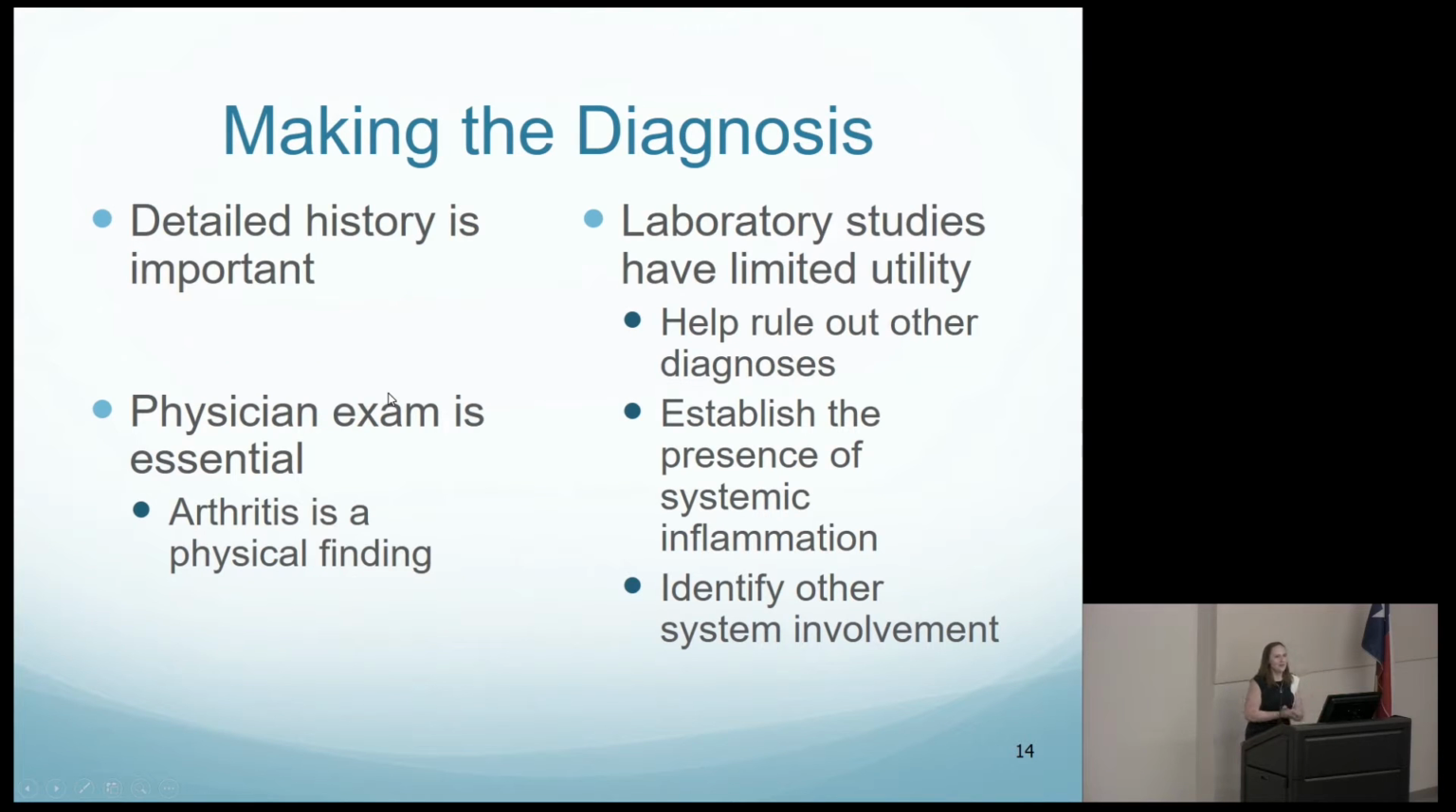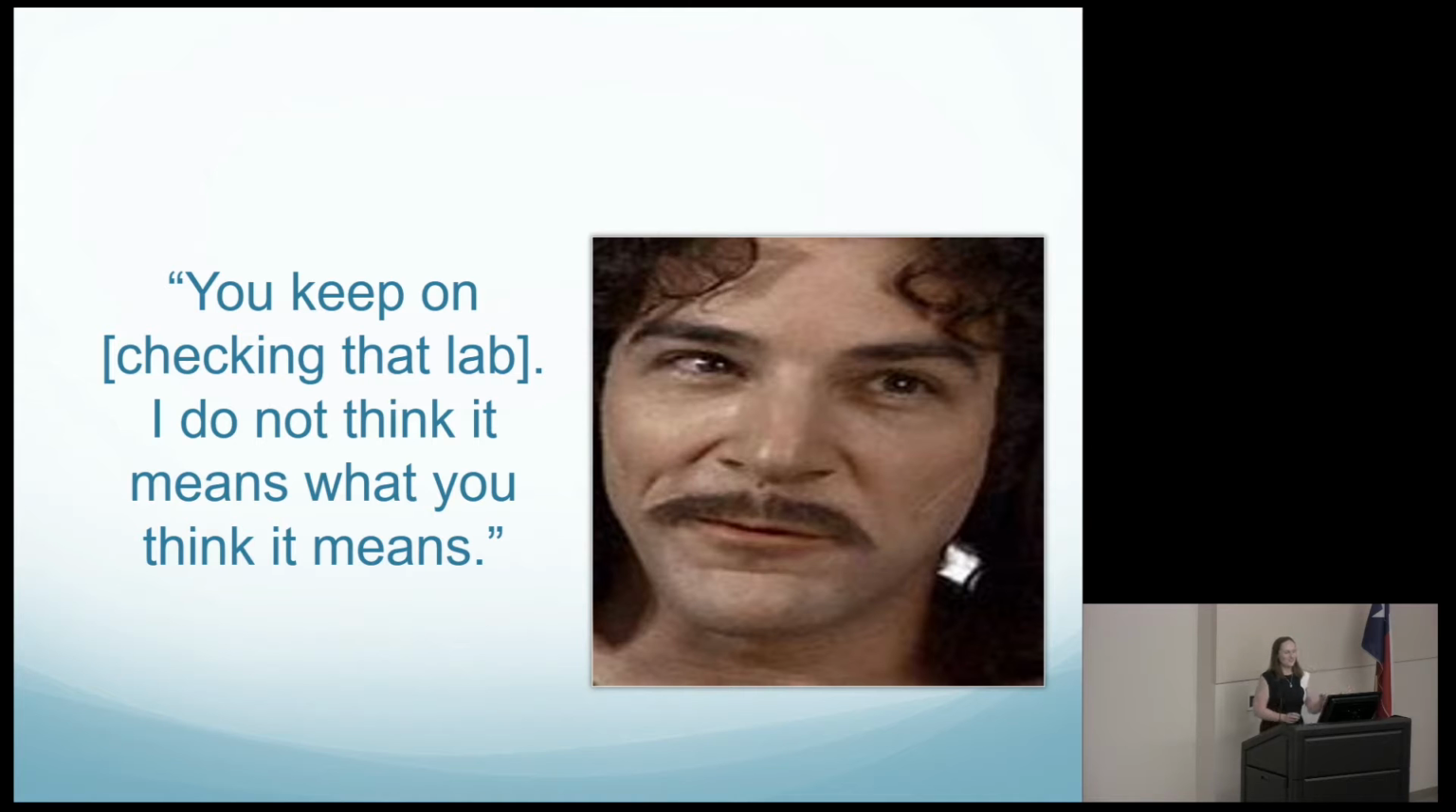Okay. So back to this. So making the diagnosis, the history is important, but the physical exam is critical. One thing that you will note, did I mention one single lab test here in the diagnosis of arthritis? Absolutely not. So just to hammer home that point, labs can help us rule out other diagnoses, and they can help us determine if you have systemic inflammation and if you have other systems that are involved, but they do not make the diagnosis of arthritis. Okay. So which brings us to my next point. You keep on checking that lab, but I do not think it means what you think it means.